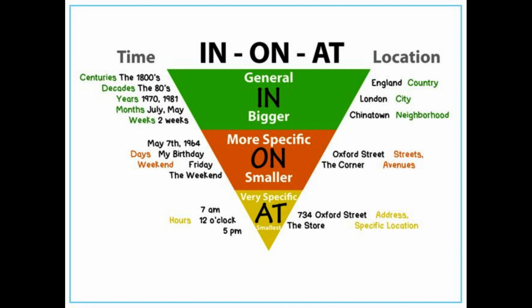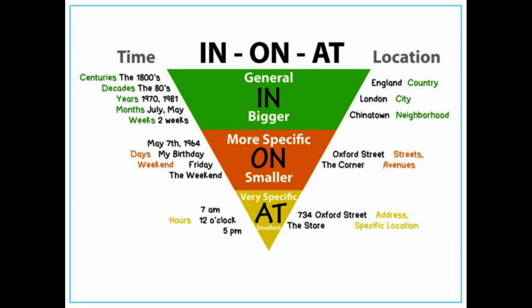For example, we use in to express time when we are talking about centuries. For example, in the 1800s, or in the 1980s, or in 1970, or in a month, for example, in July, in May, or in 2 weeks, etc. At the same time, we also use in when we are talking about location. For example, a country in England, a city in Karachi or London, and in a neighborhood, for example, in Chinatown, in Bahadurabad, in Defense, etc.